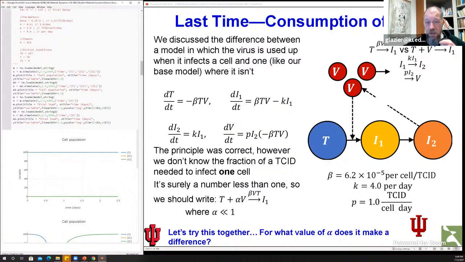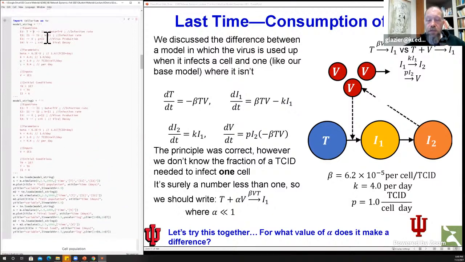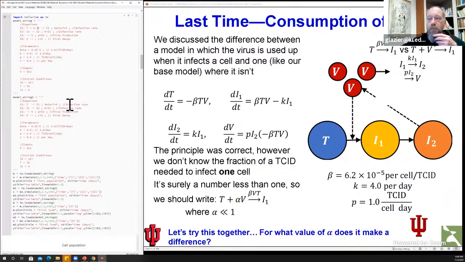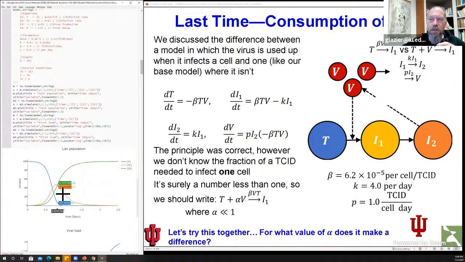But why don't you try, Benjamin, why don't you try T plus 0.1 V goes to there? What happens? That's more or less the simulation I'm showing here. 0.18. And yeah, you see, it still infects, but it takes 2 days to get to the viral maximum instead of half, 3/4 of a day. Okay, good.